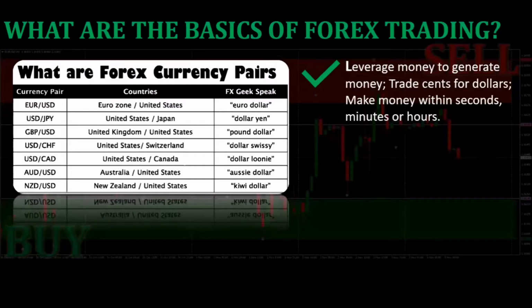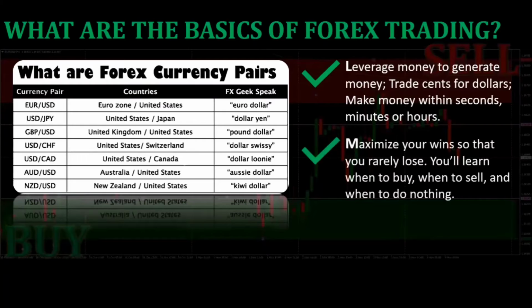Okay, so that's actually really important because we want to be able to be traveling somewhere. We have those dreams of being on an island somewhere and making money. Those dreams are attainable with foreign exchange. So when you actually learn to trade in the foreign exchange market, you want to maximize your wins so that you rarely lose, right? You'll learn when to buy, when to sell, and when to do nothing in the market.